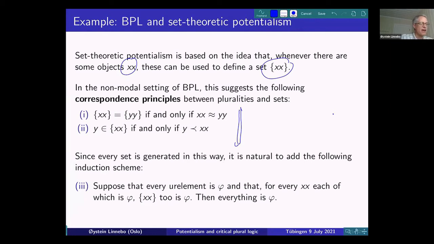And since we take every set to be generated in that way, you may want to, or probably want to, add an induction principle that captures that idea.